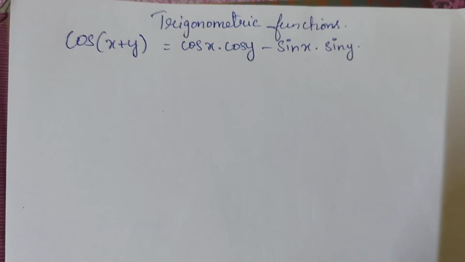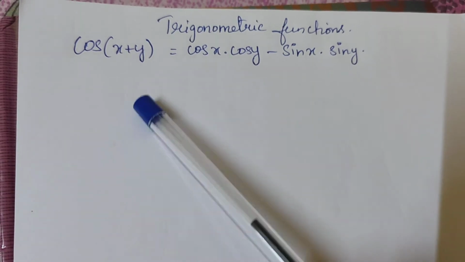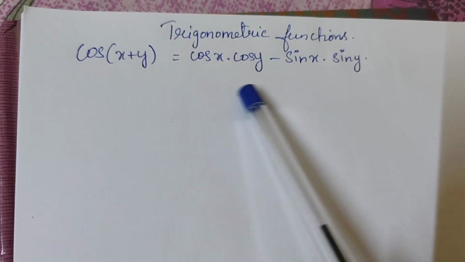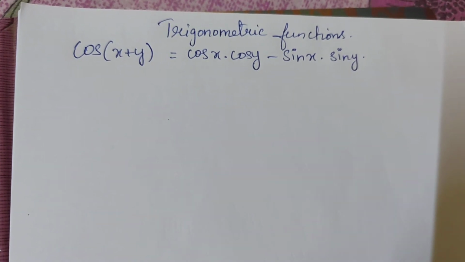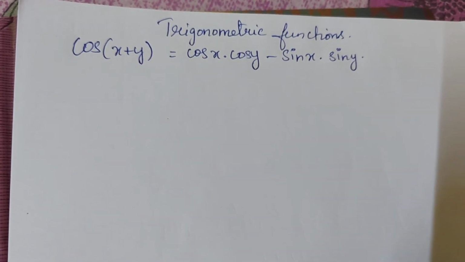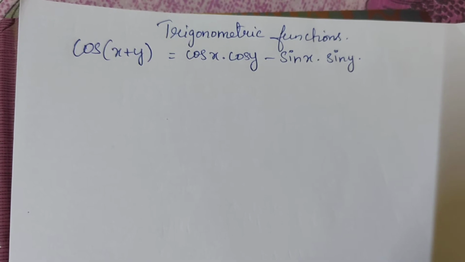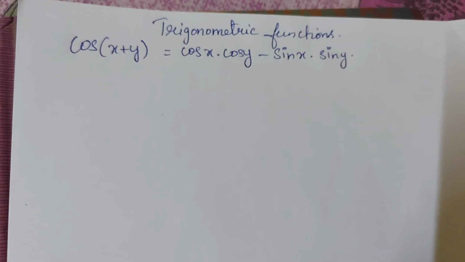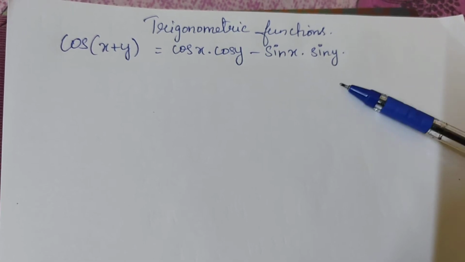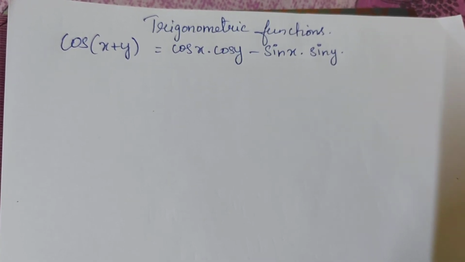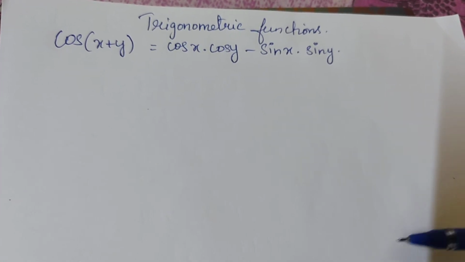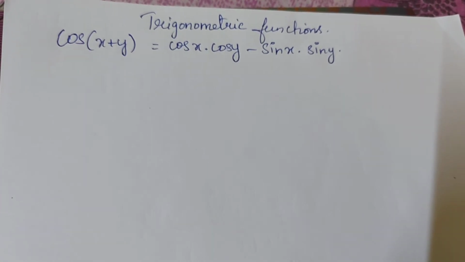In the last video we have proved cos(x plus y) equals cos x cos y minus sin x sin y. Now we will derive results based on this relation. We have proved this in one of the last videos. We will derive a few more results based on this identity.